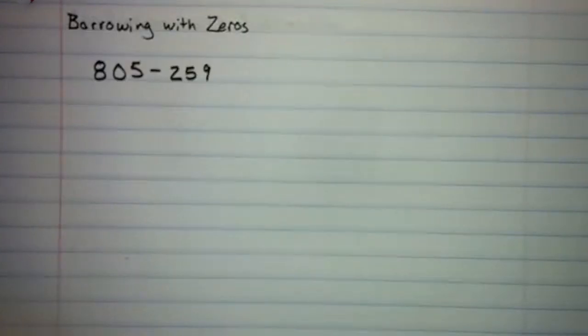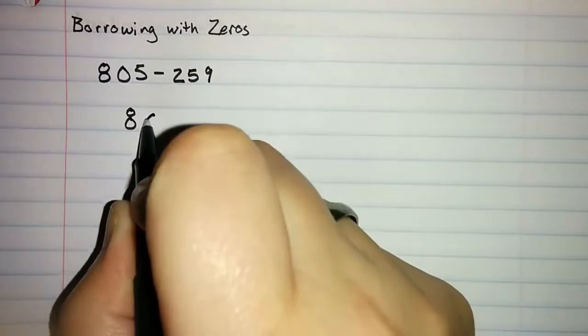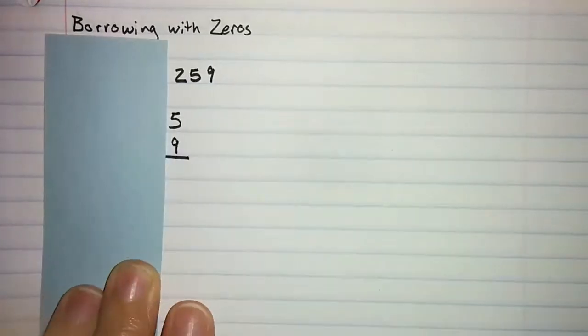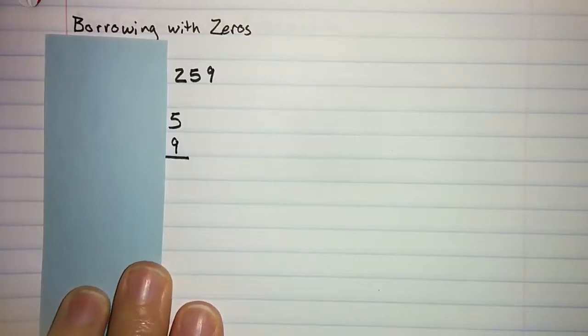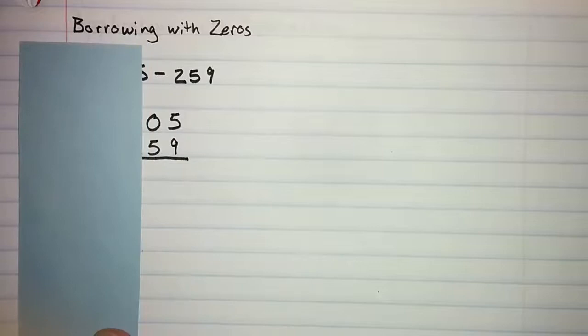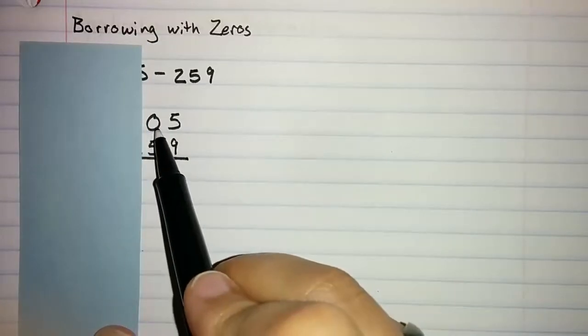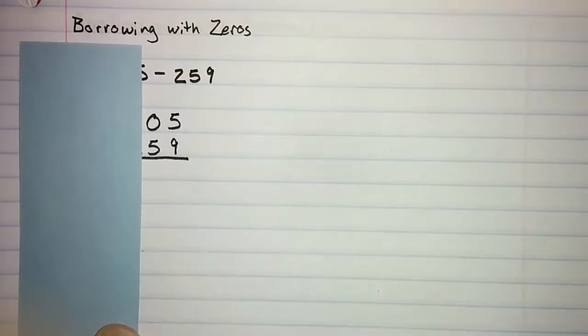Let's suppose that we want to subtract 805 minus 259. So I'm going to write this vertically. Right away in the ones place we see 5 minus 9, and we can't do it. So what we want to do is go over to the tens place, break up a 10, rename it into 10 ones.